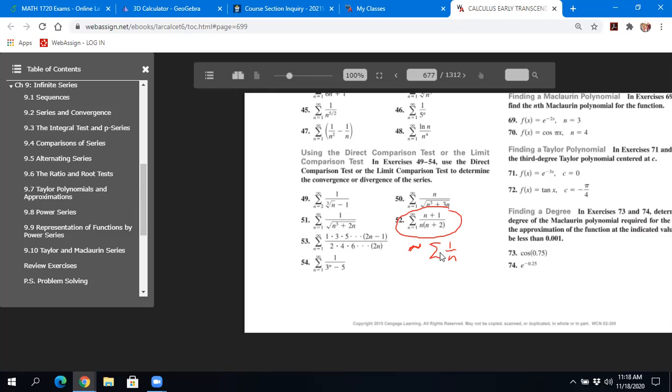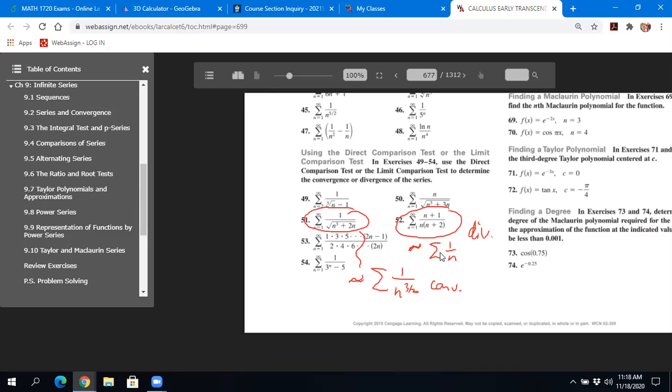What about 51 right here? What do you guys think about that? What do you think that's going to behave like? That's n to the power 3 halves. So that thing is going to behave like the series 1 over n to the 3 halves, which, what does that series do? Converges, right? So this guy diverges over here, and this guy converges. So limit comparison puts those ones down pretty quickly.